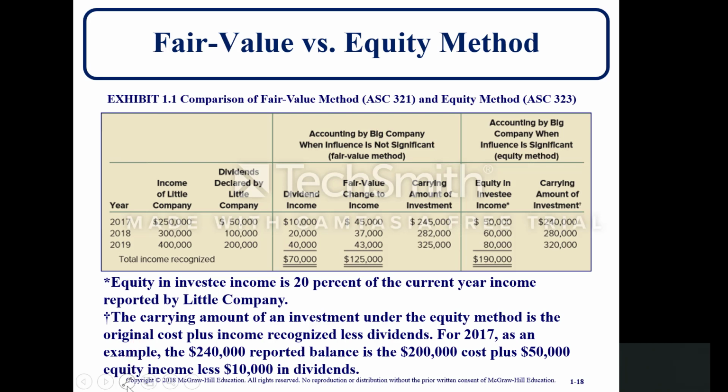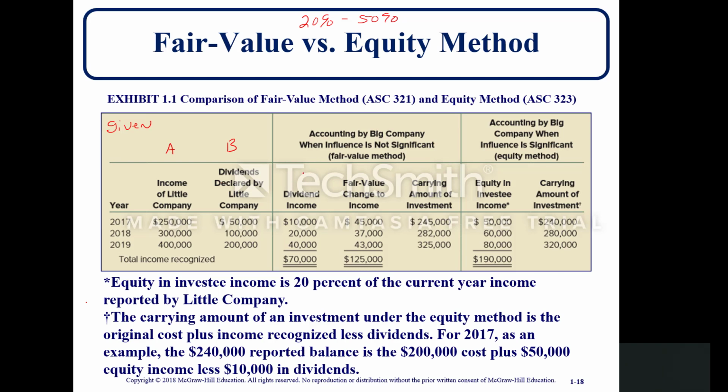So I'm going to make some notes here for this schedule. Again, this is because ownership was 20%, so it falls between the 20% and the 50%. This information was given to us on the previous slide. And we'll call this column A and this column B.